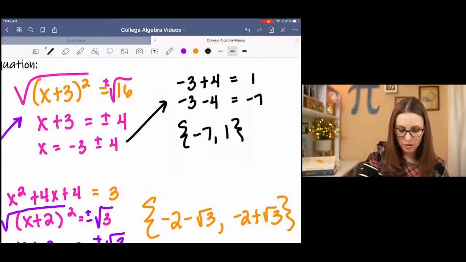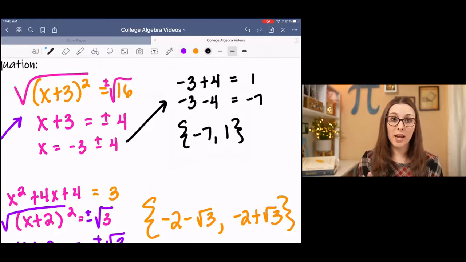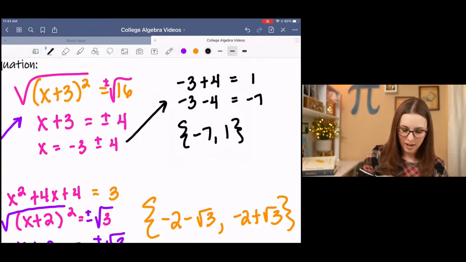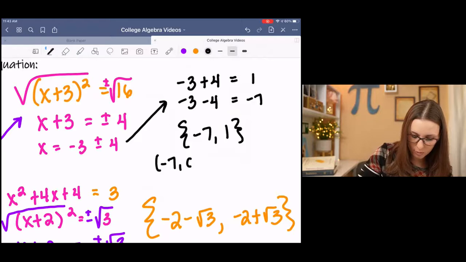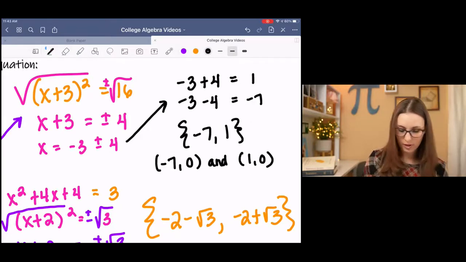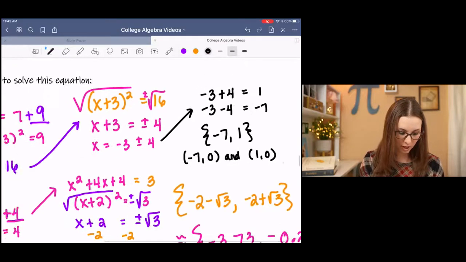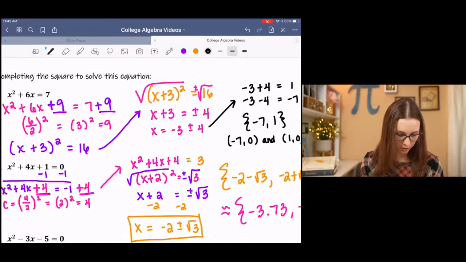So my two x-intercepts are -7 and 1. That means that if I were to graph the original function, it would cross the x-axis at -7 and 1. And you might have to write those as points. And that's how you would do that. So that one was nice. That one turned out really nice. I like those.